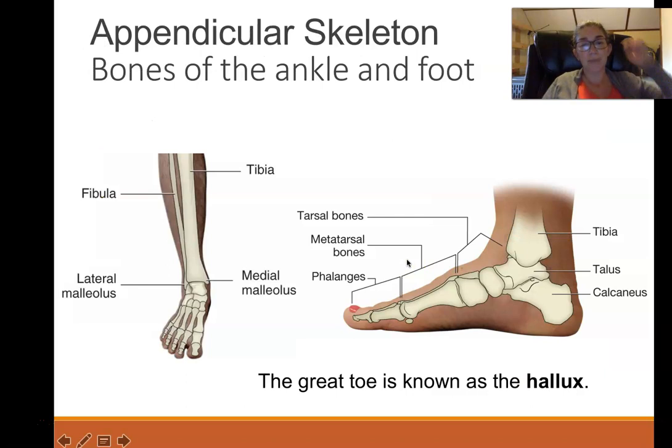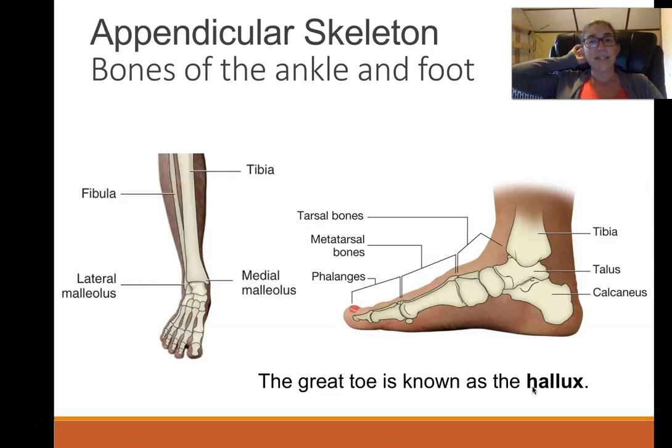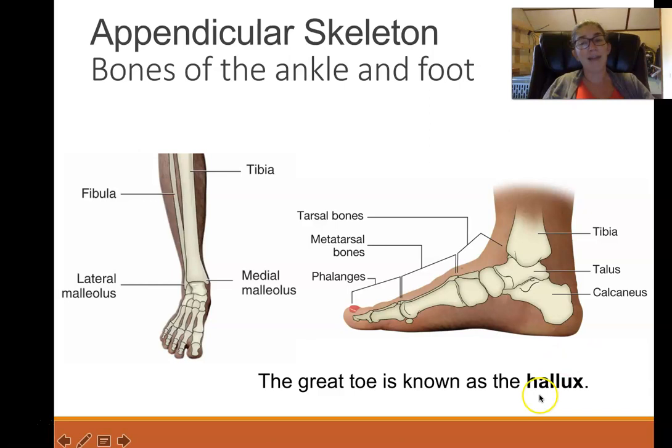In the foot and ankle, we have the tarsal bones. So down here, all of these bones of the ankle are the tarsal bones. The heel bone is called the calcaneus. And then you have the metatarsals that go through the ball of the foot, and the phalanges, which are the toe bones. The large toe, by the way, has a medical term. It's known as the hallux. So we'll talk about some different diseases or conditions affecting the big toe, and you'll see that term hallux a lot.